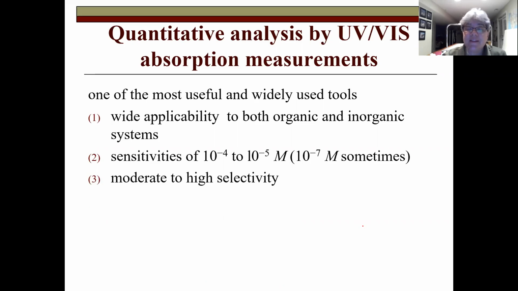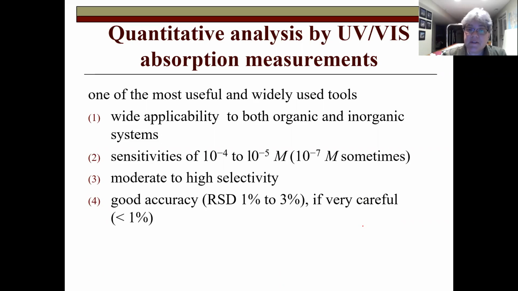Pretty good selectivity, which means you don't have a lot of interferences. Remember, selectivity is being able to measure things in the presence of something else. Pretty good accuracy, usually about 1 to 3%. If you're careful, we can get it down to less than 1%. And it is a very easy method to use. At this point, you have finished the lab for this class. You've used this method. You know it's quite simple to use.